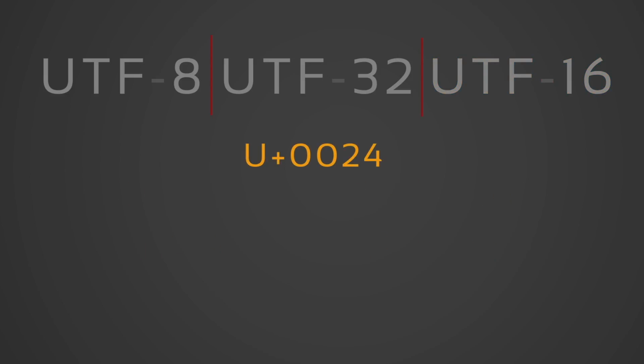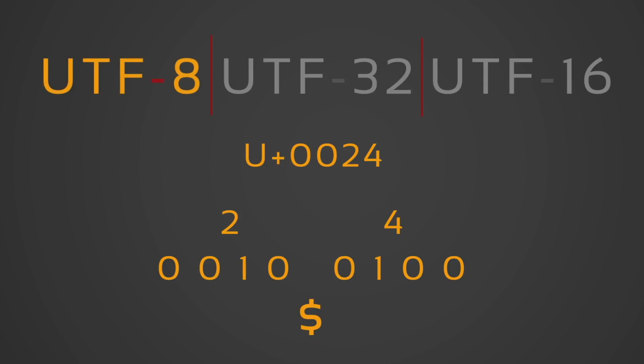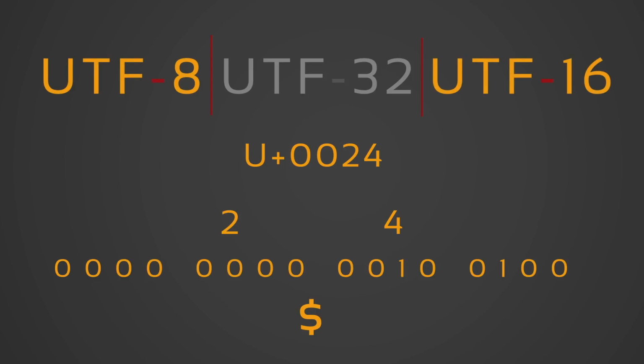Every code point is in hexadecimal and has the form U plus XXXX, where the X represents a number in hexadecimal. For example, U plus 0024 would be 0010000 in binary and represents the $ sign in UTF-8. In UTF-16 it would be the same, but with 8 zeros appended on the left. This is to keep the notation short.